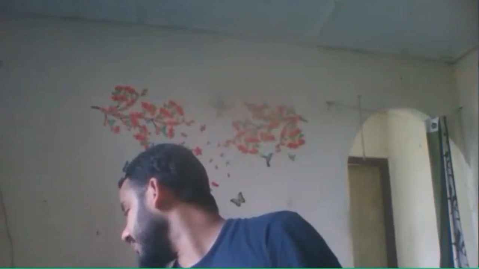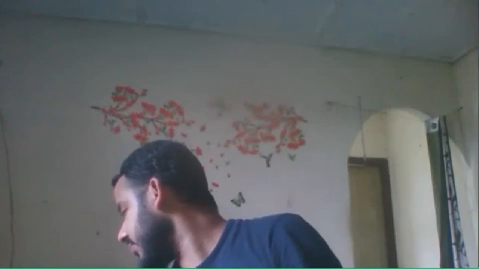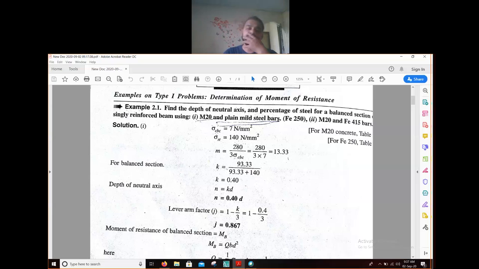So next, after getting the value of sigma cbc, we can find out the value of modular ratio. The modular ratio formula is 280 divided by 3 sigma cbc. You can put the value and you will get this answer.